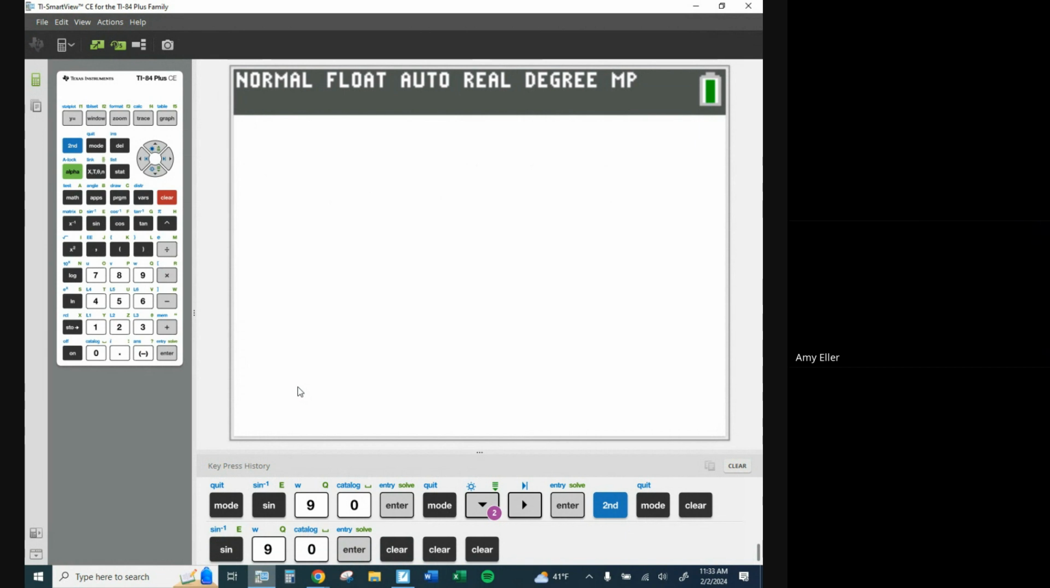Here's the reason I bring this up. If your calculator is not in the right mode, it's going to be like talking about Celsius and Fahrenheit. So you could type in the same thing and get two different answers if you're in two different modes. Let me show you what I mean.